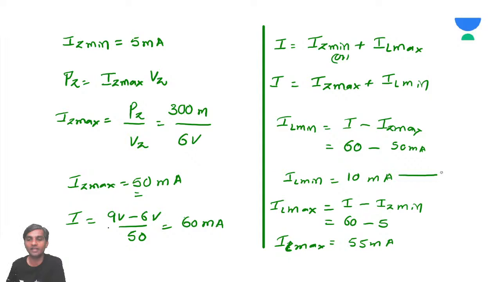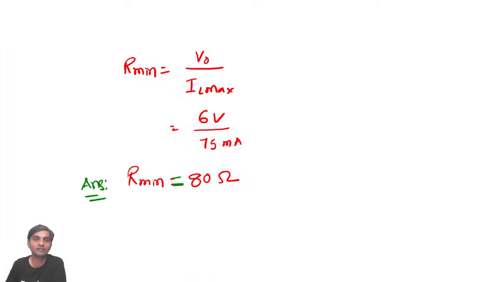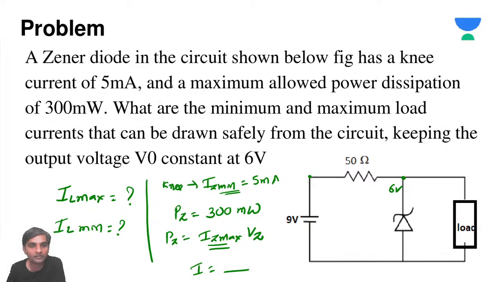So this is going to be one answer, and this is going to be another answer. See what he is asking. He is asking for the order of minimum and maximum. Order is also very important.